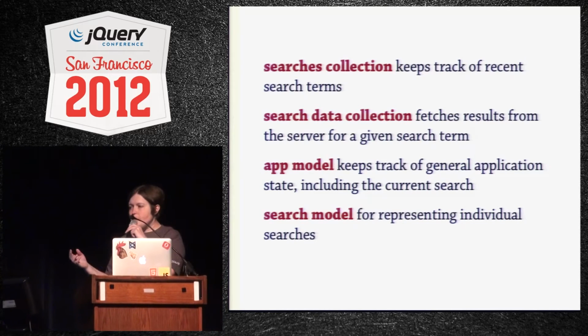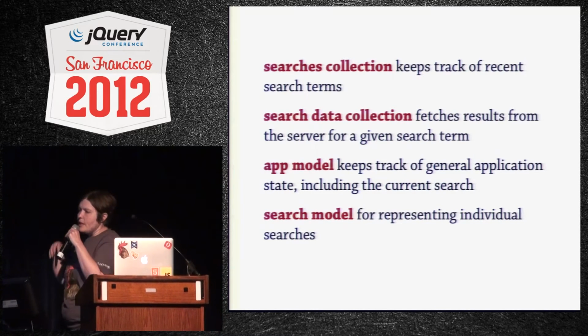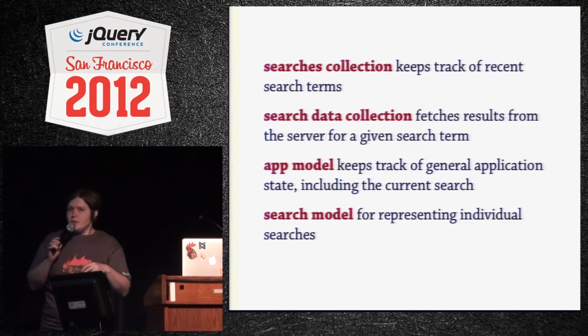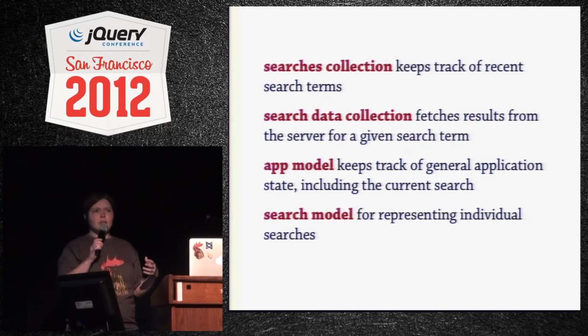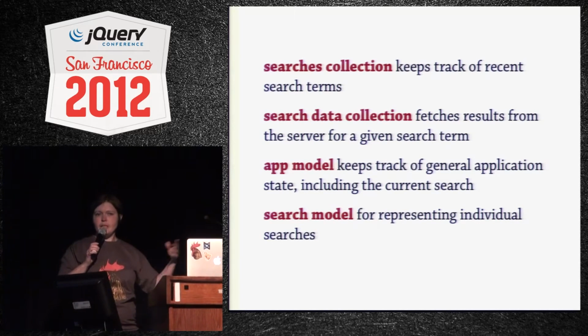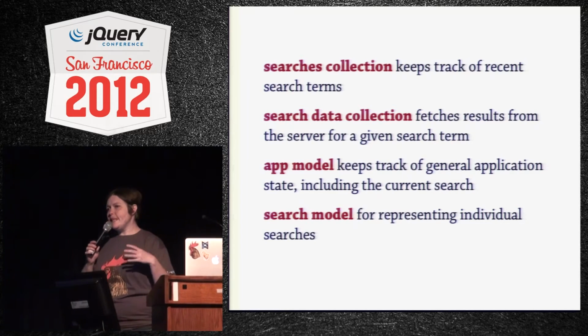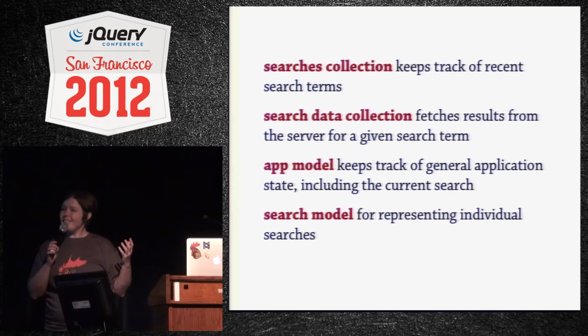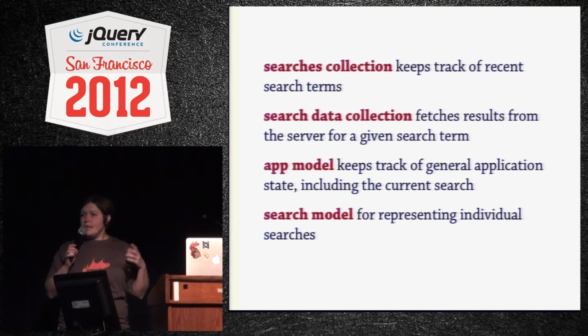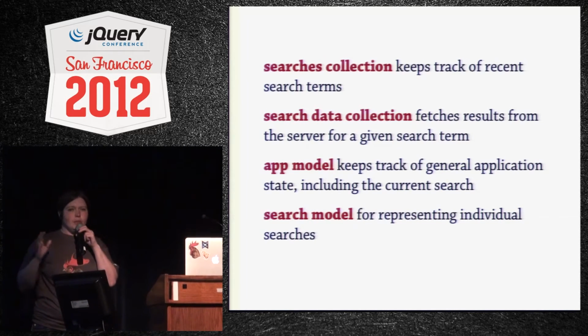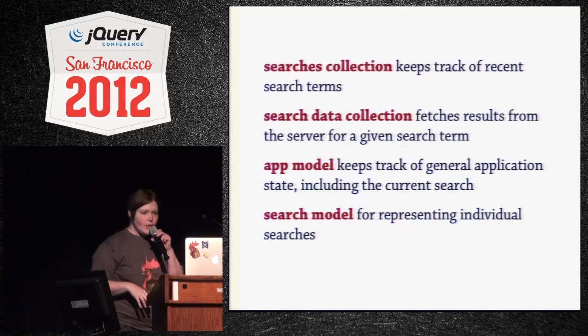So importantly, models, and in the case of Backbone collections, may be used to manage actual data that lives on the server and that you need to go get. But they can also be used to manage more just state information or data that never really leaves the browser, but that you need in order to keep track of what's going on in your application. So they can be used for both.